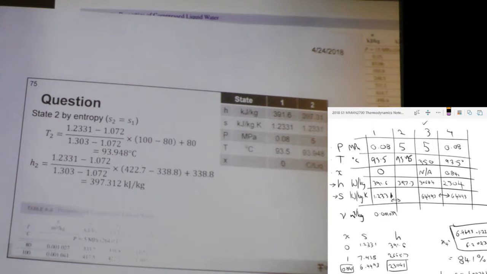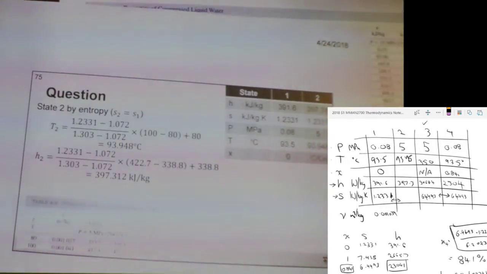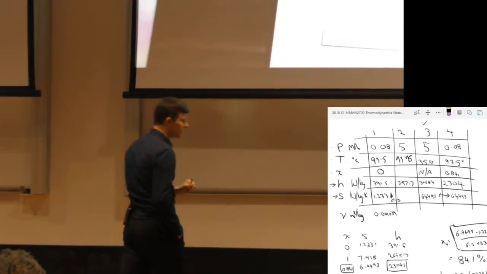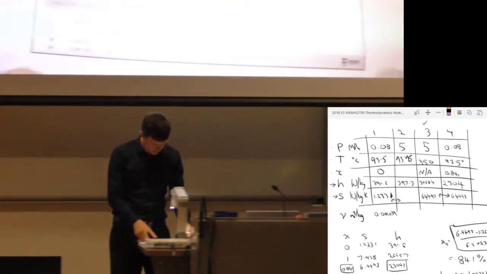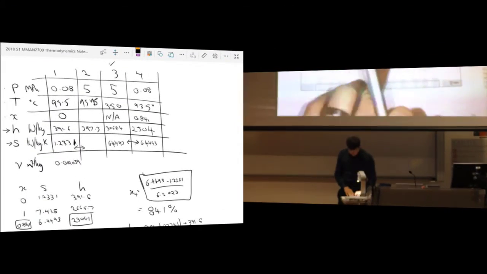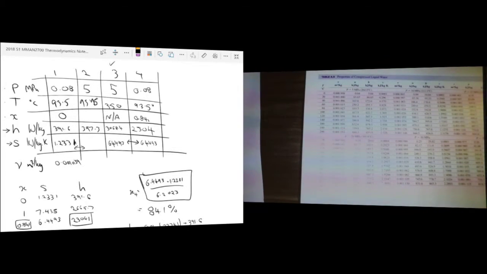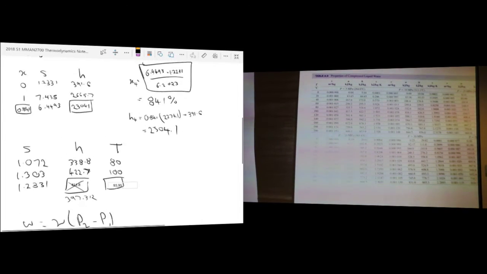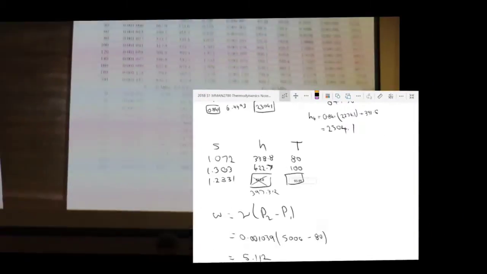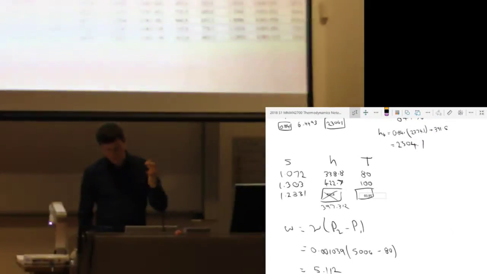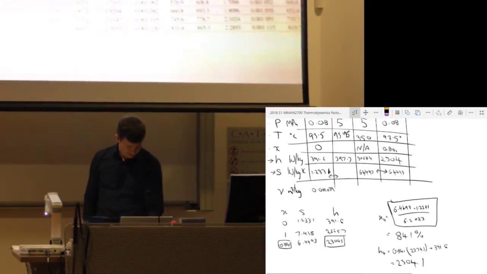the pump according to one calculation uses 5.7 kilojoules per kilogram, and according to the other calculation uses 5.1. So it gives you a roughly equivalent answer, and that would be just as appropriate for your calculations. So either way would be appropriate for your calculations.